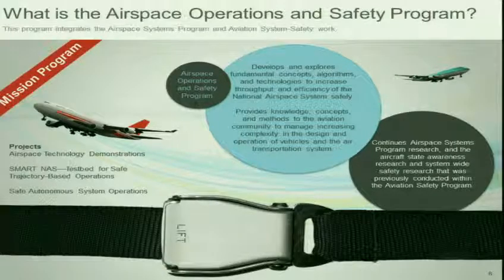So in order to be able to put that into practice, we are establishing now 3 projects within AOSP, and you see those on the lower left side. The first project on the list, the Airspace Technology Demonstrations, or as we're referring to it, the ATD project, is an activity that is looking to create capability in a shorter term time frame and transition that capability through partnerships for use in the system.